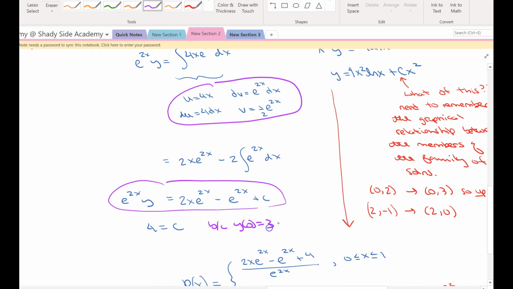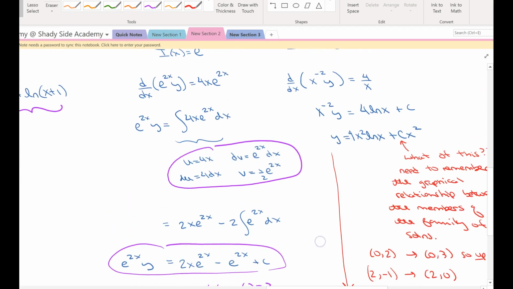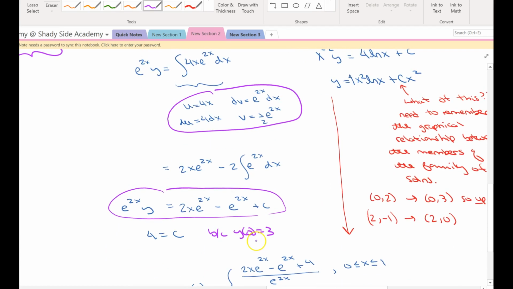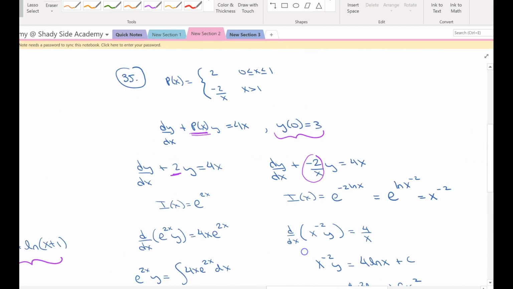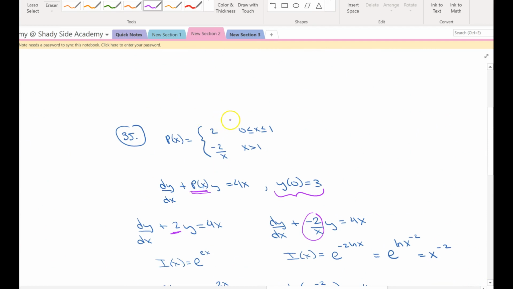And the reason why we input x equals 0 and y equals 3 into this differential equation solution is because, don't forget, x equals 0 corresponds to this piece of the piecewise.